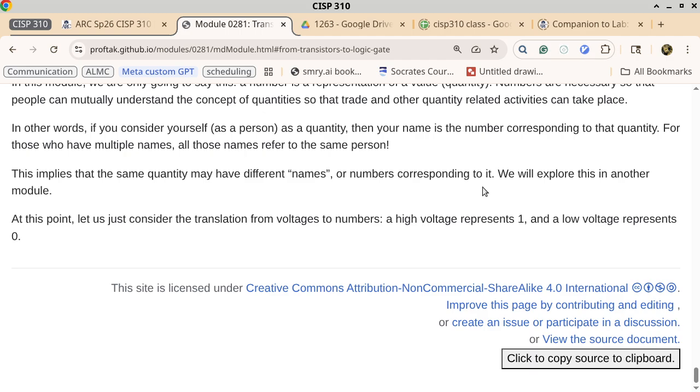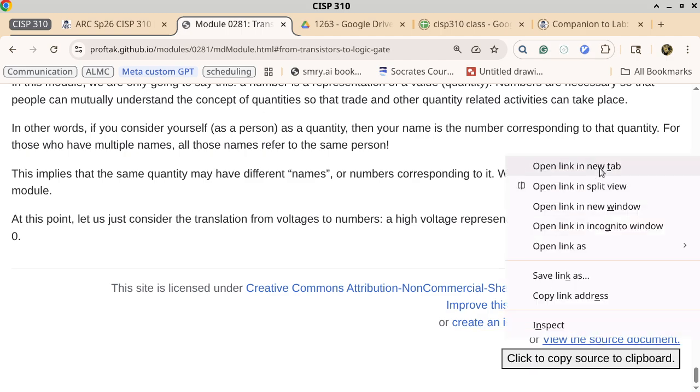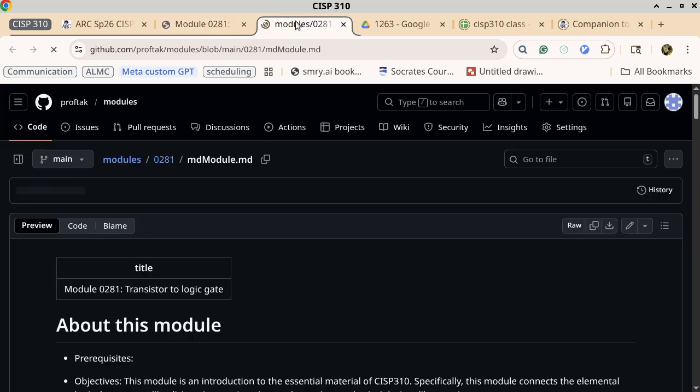The last two links are particularly useful, so I'm going to illustrate what you can do with them. The second to last one is for viewing the source document. It will bring you to GitHub. Even if you don't have a GitHub account, it will still land on a page like this, where you can download the entire source document.